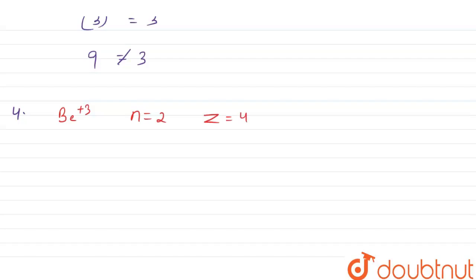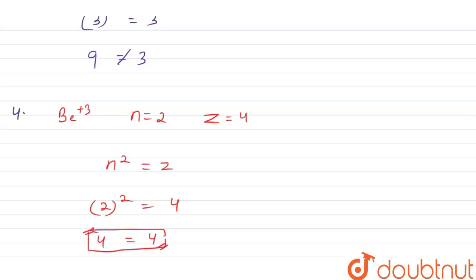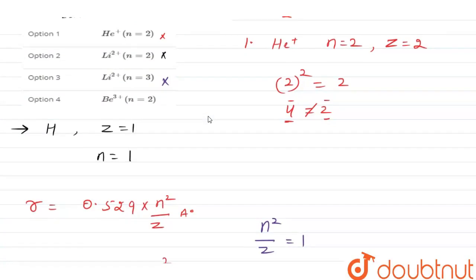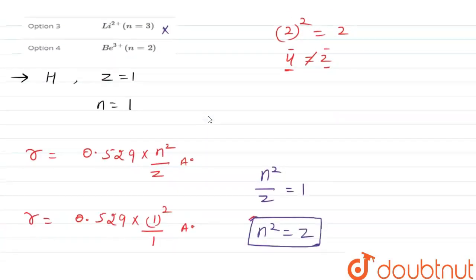Now we need to prove that n square should be equal to Z. So n is 2, put the 2 here, n square, and Z is how much? Z is 4. 2 square means we have 4, and we have also 4 here. That means the condition is satisfied. 4 is equal to 4. That means option 4 should be our answer, because in option 4 the condition is satisfied. Which condition? This condition: n square should be Z.